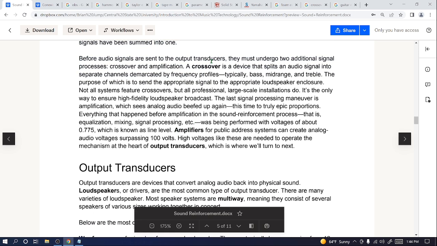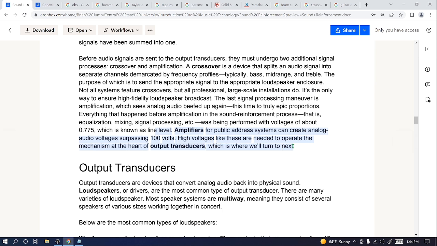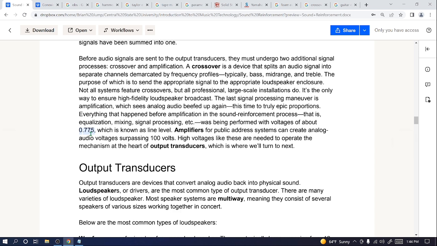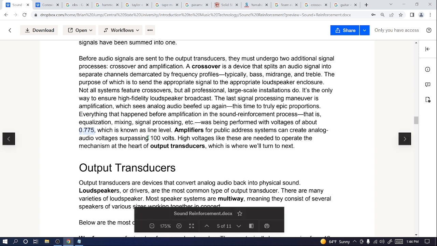And once it's been crossed over, then the sound is amplified and sent out to the output transducers, which is fancy speak for the loudspeakers. Now, of course, amplifiers create much higher voltage than preamplifiers. By the way, line level, which is what preamplifiers create, it's somewhere around 0.775, maybe up to a volt. Comparatively small to speaker level.